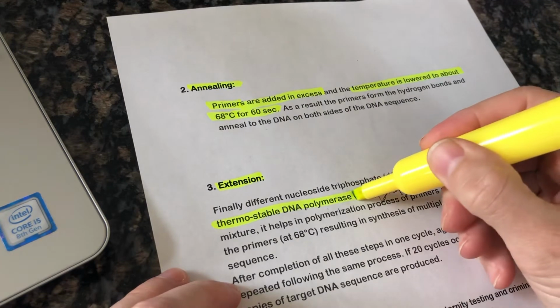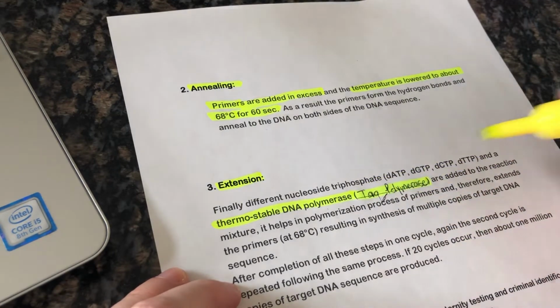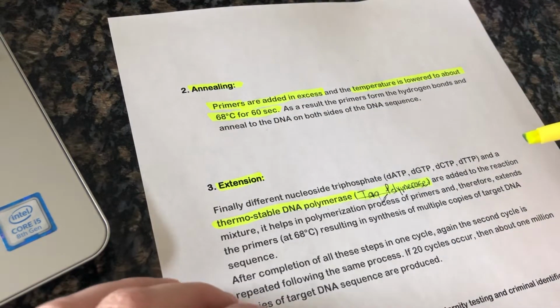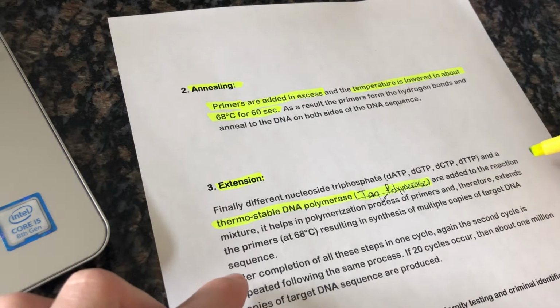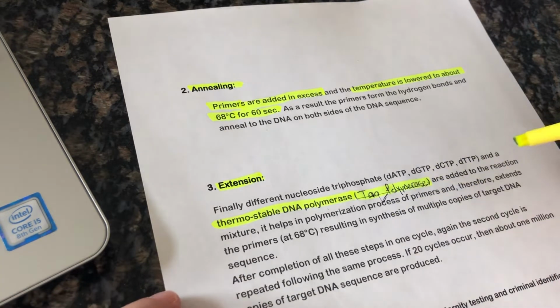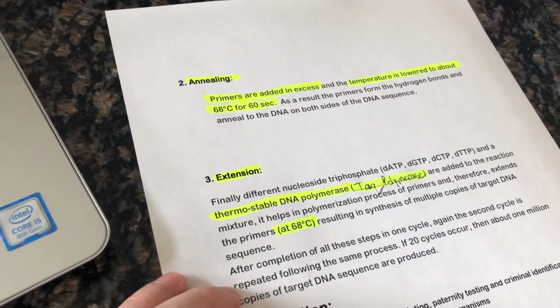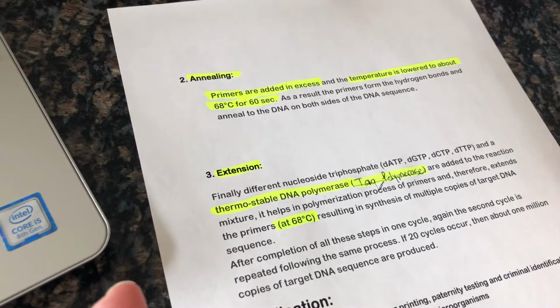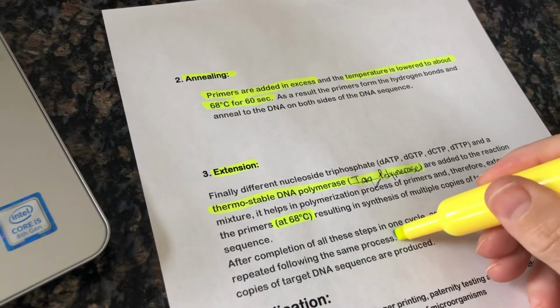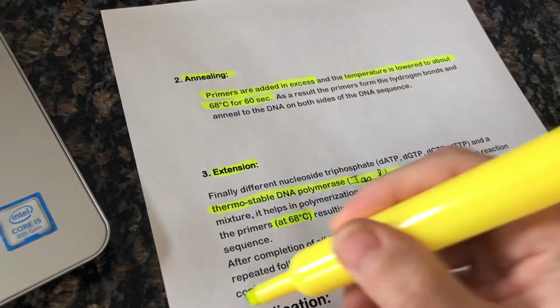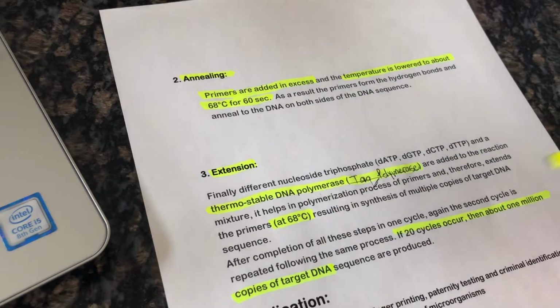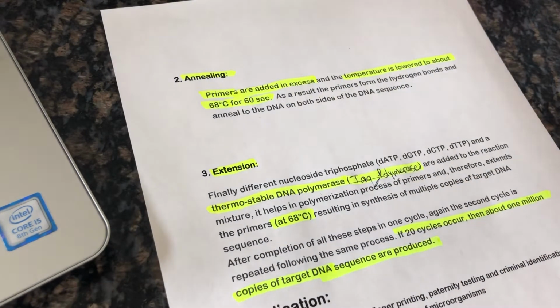So it belongs to a bacteria species known as Taq, and there's a very long word for it. You don't need to worry about that. So Taq polymerase is added to the reaction mixture. It helps polymerization process of primers and therefore extends the primers at 68 degrees, okay? So that happens, and then the DNA is made, and then the whole thing is done over and over and over again. All right, and so they suggest that if 20 cycles occur, about 1 million copies of the DNA that they've targeted are produced. All right, that's a lot.